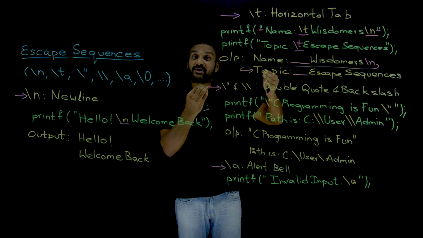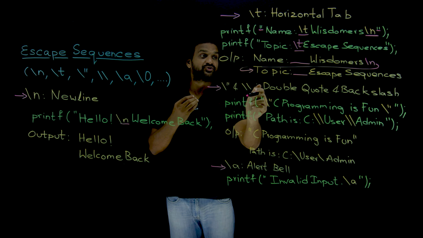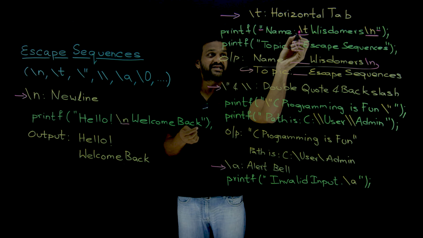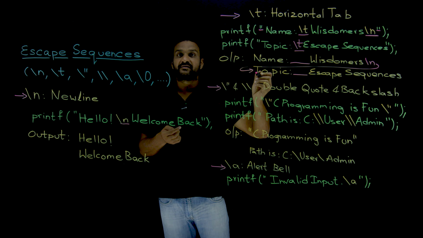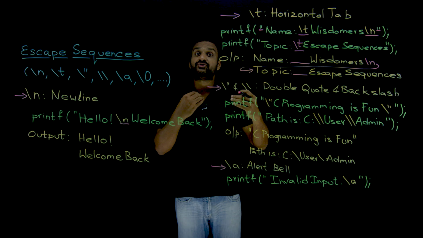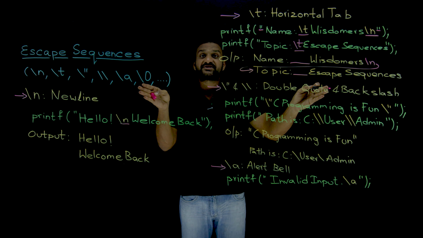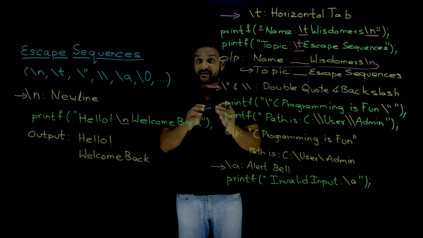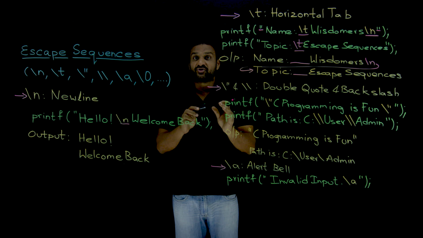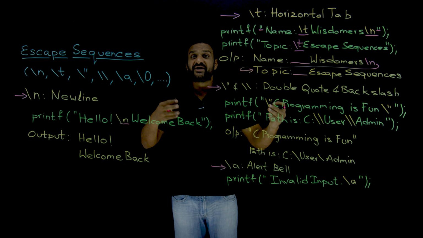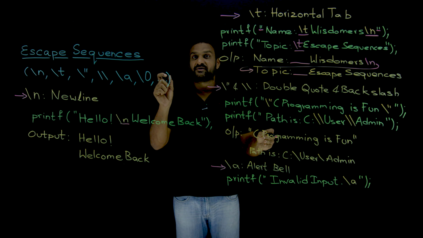I want those double quotes and backslashes. So backslash is used in the context of escape sequences, right? \t, \n. But what if I want to use those backslashes and double quotes within the format string of the printf function? There might be a need, right? So while printing text onto the screen, we might need to print the backslash or double quotes.